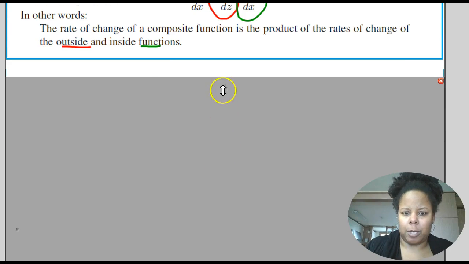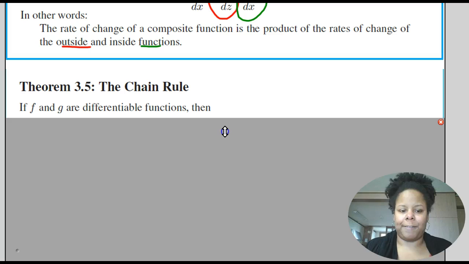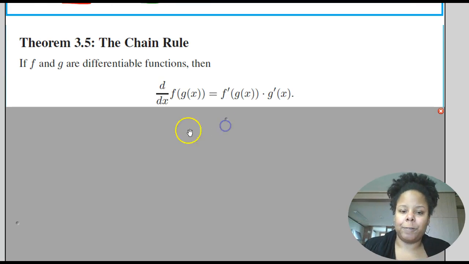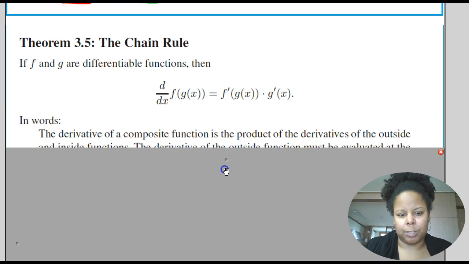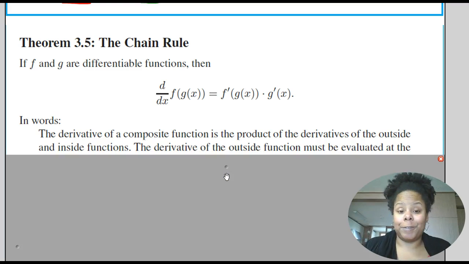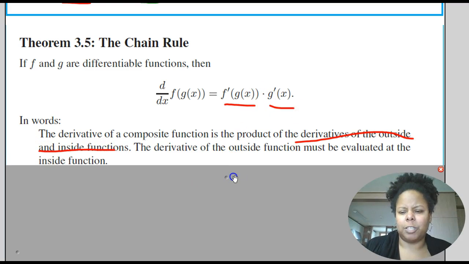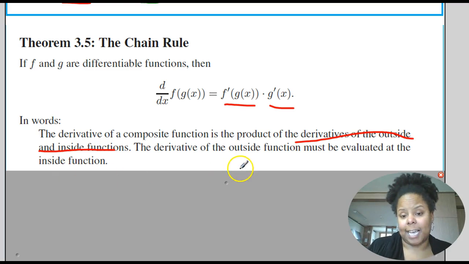Your book further goes on and uses another notation that says if f and g are differentiable functions, then the derivative of the composition f of g is the derivative of the function f evaluated at the inside function, times the derivative of the inside function. In other words, the derivative of the composite function is the product of the derivatives of the outside and the inside functions. But the derivative of the outside function must be evaluated at the inside function.